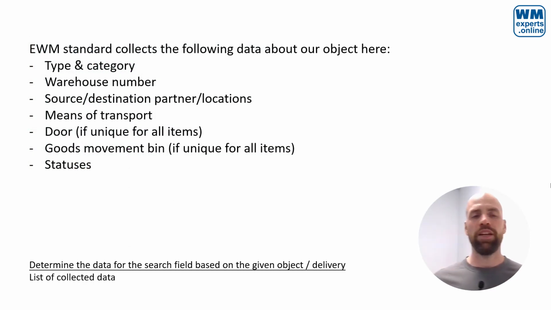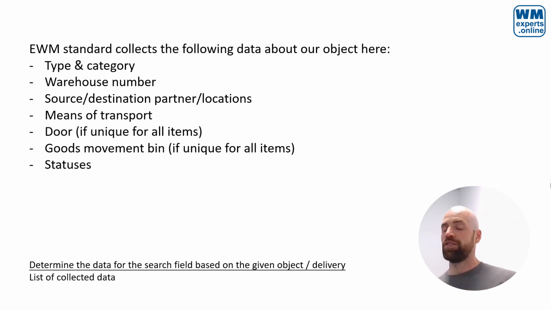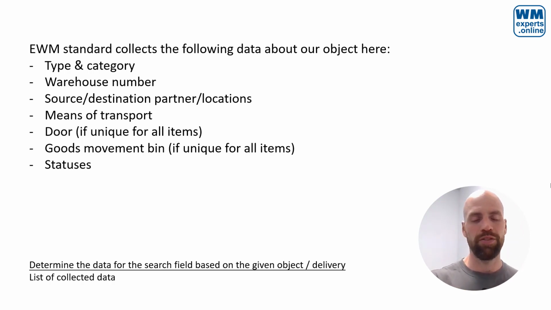And the EWM standard helps us here. At least in the context of the delivery objects, it determines for us the type and category of the delivery, the warehouse number, the partners, so the location, the means of transport, the door, the goods movement bin, and the statuses. And if you need anything else from the standard condition table, respectively from the standard field catalog, the field catalog holds the fields which you can assign to a condition table.